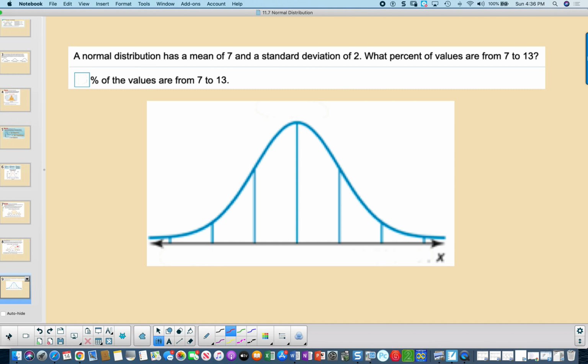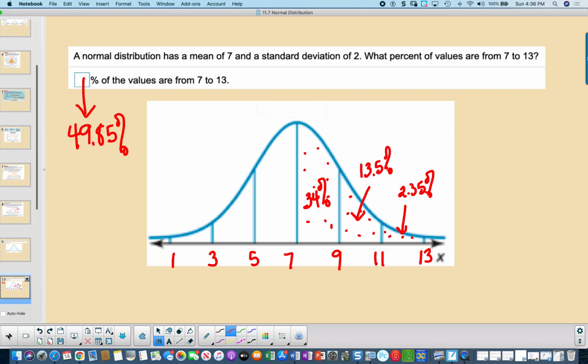Let's take a look at if we can actually label a normal distribution when we're given the information. The mean is 7. Can you decide where to put that? Standard deviation of 2, can you decide how to label the other vertical bars? And then decide what the percentage is. And this is the way it would look.